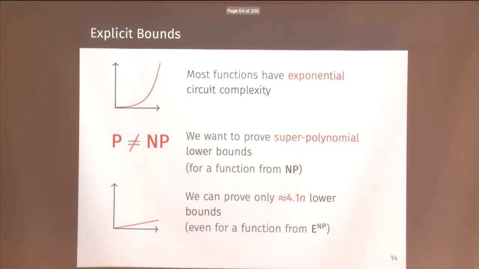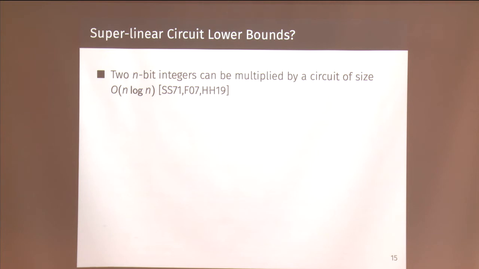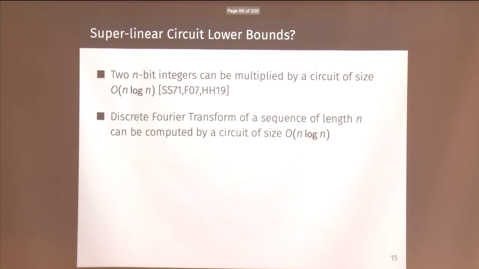And we have this even for functions from a much larger class, for functions from E to the NT. So we have many candidates for functions that require superlinear circuits. For example, we now know how to multiply two integers of length n by a circuit of size n log n. And perhaps this is tight. We just don't know how to prove a tight lower bound. Or say FFT, we know how to do it by a circuit of size n log n. Maybe that's tight. We just don't know how to prove a matching lower bound.